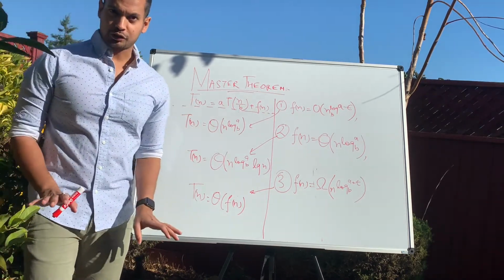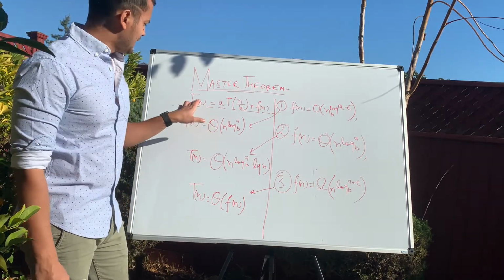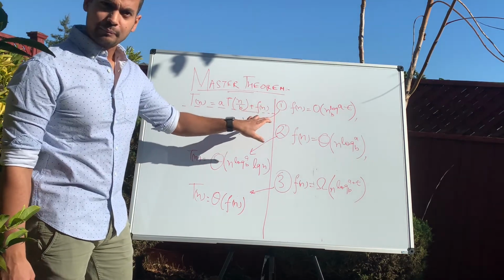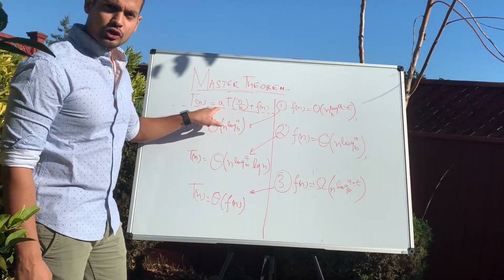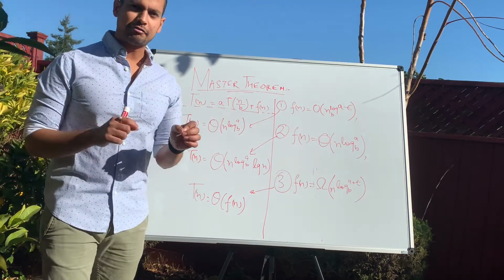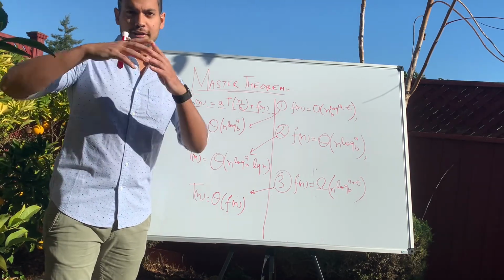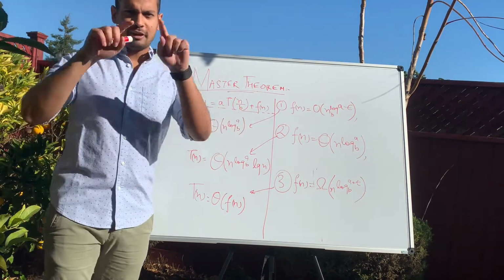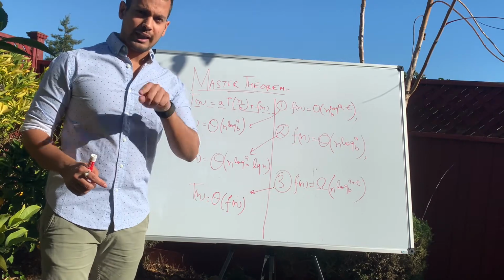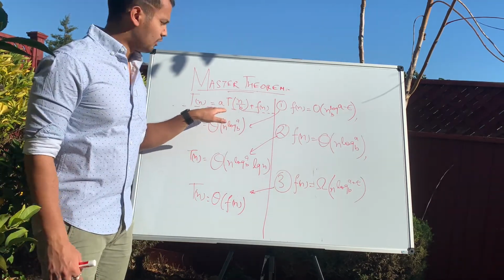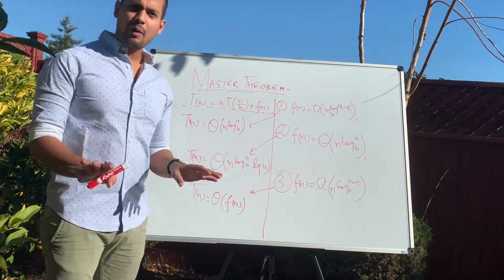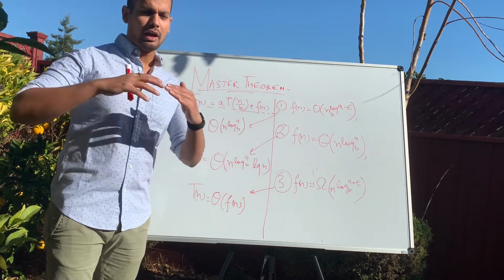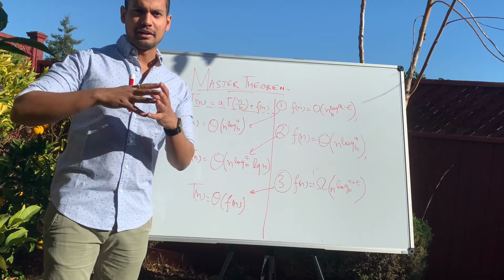Any recursive function can be written in this particular form. T(n), the function, is equal to a T(n/b) plus f(n). This a means the number of branches a single function creates. So this a stands for the number of branches, and in the subsequent lecture I'll give an in-depth view of what a and b look like. But for now, let's just remember that this b stands for how you are dividing the array in a recursive function.